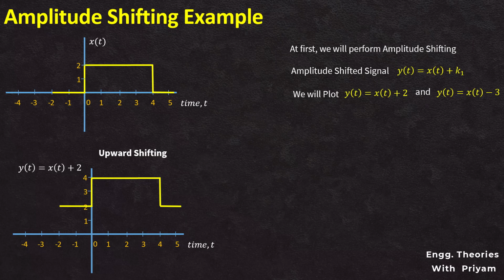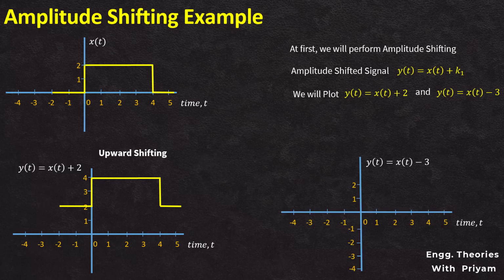And when y(t) = x(t) - 3 and k1 = -3, then the signal x(t) moves downwards by the value of 3, and that's the downward shifting of the signal x(t). And this is the amplitude shifting operation. Please watch the lecture on amplitude shifting operation to know this operation in details.